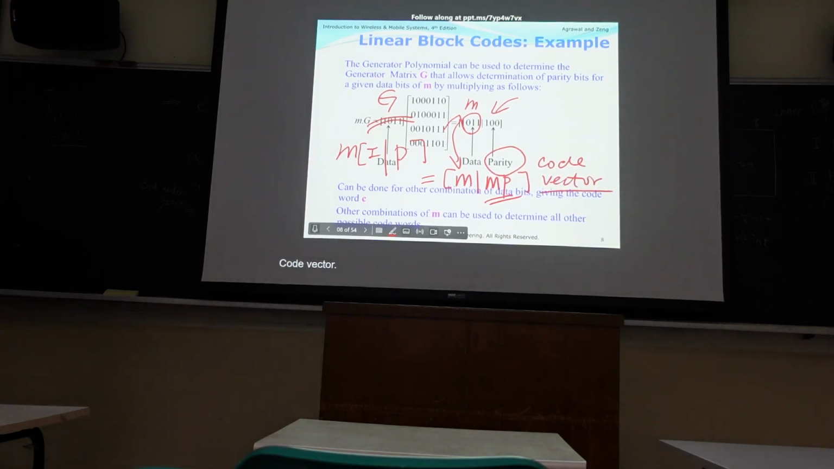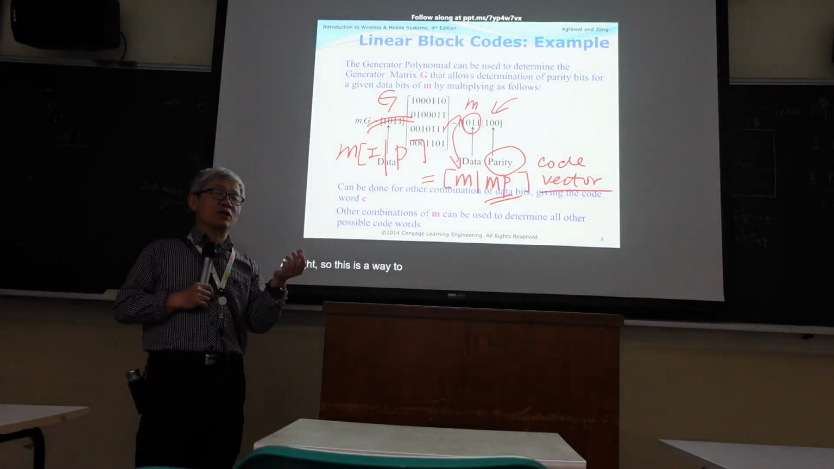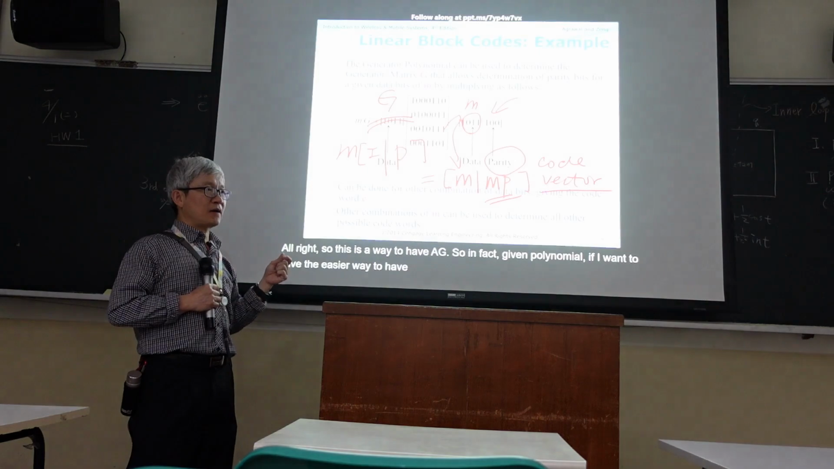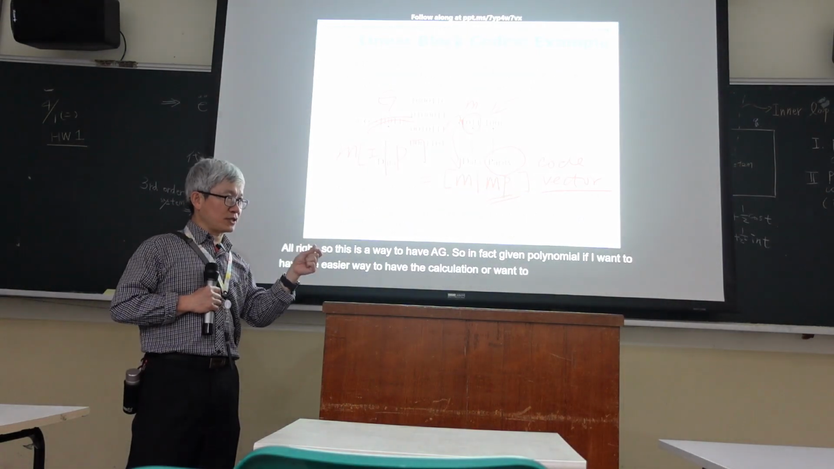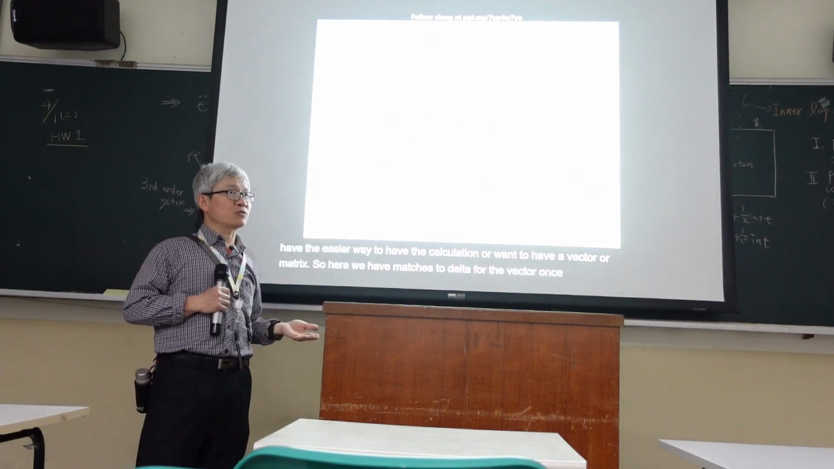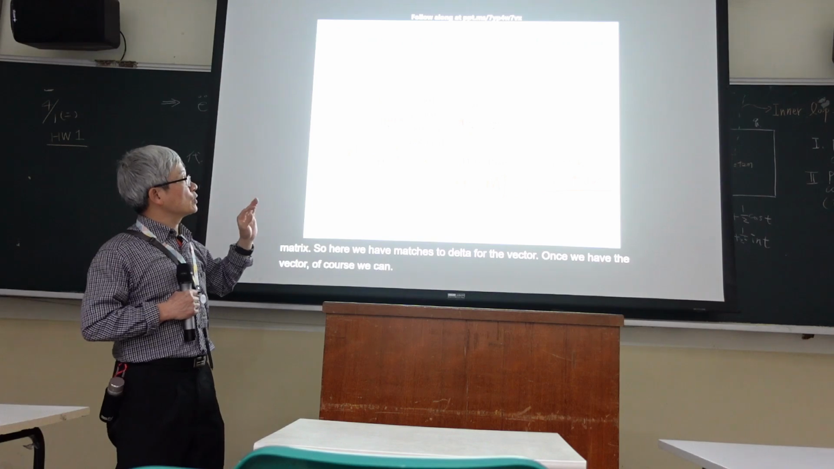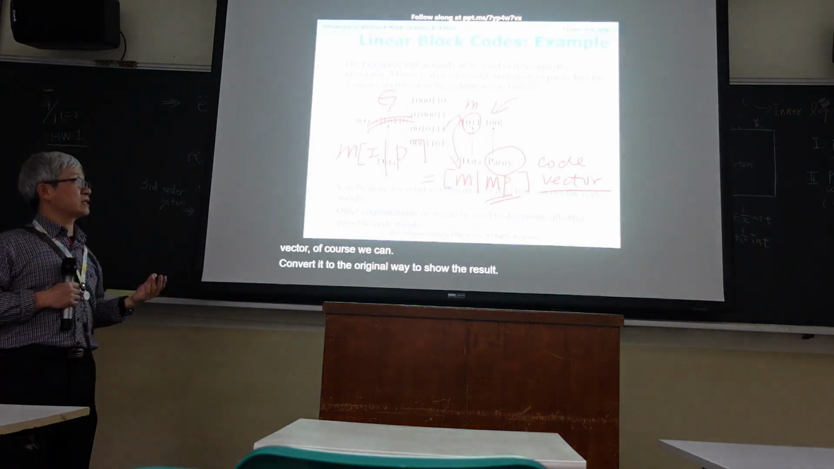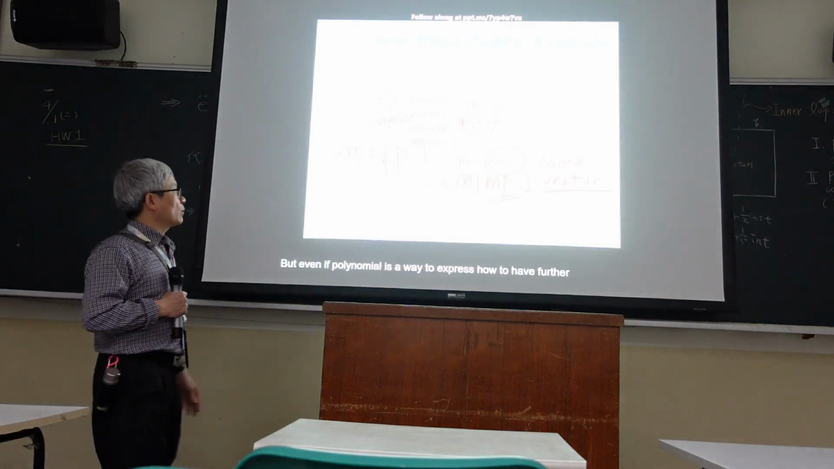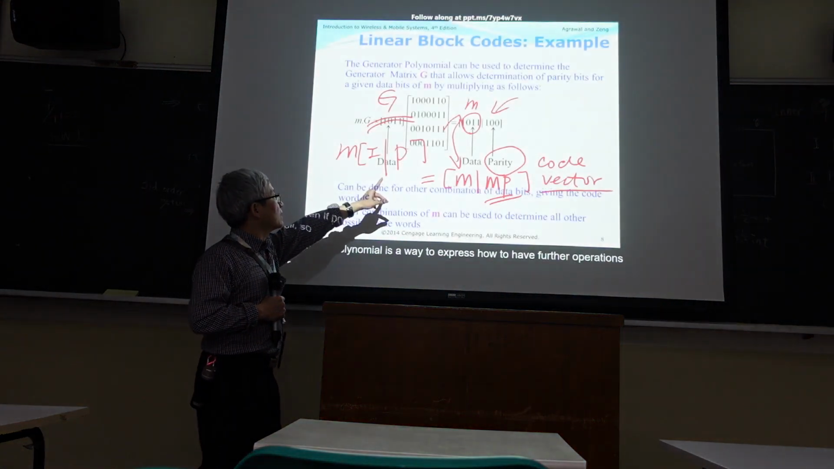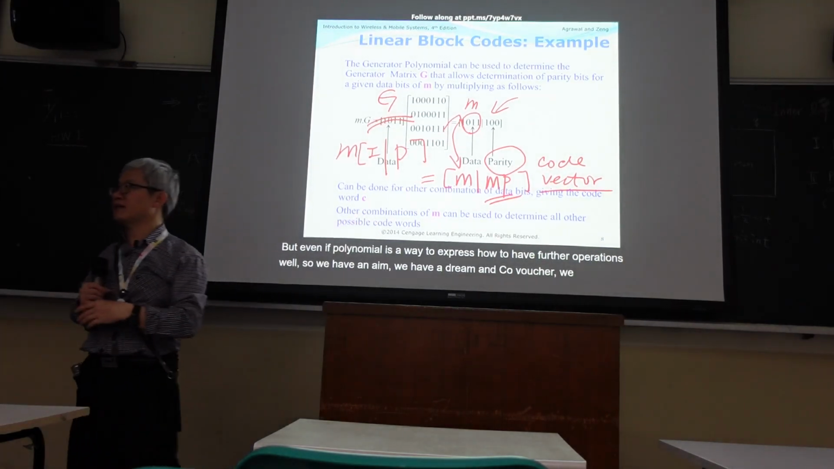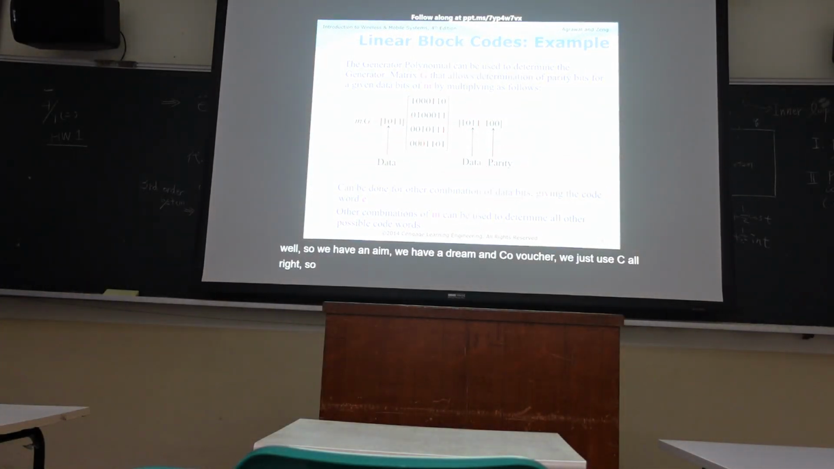Alright, so this is a way to have G. In fact, even for polynomials, if we want an easier way to do the calculation, we want to have a vector or matrix. So here we have a matrix to let us have the vector. Once we have the vector, of course, we can convert it back to the original form to show the result. But even for polynomials, it's a way to express how to do further operations. So we have the message, we have G, and the codevector we just call C. The resultant notation, we call it C.